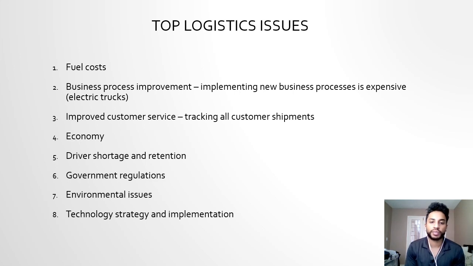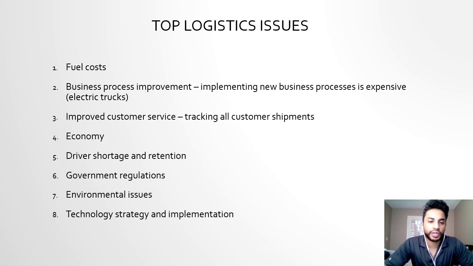So business process improvement, right? There are logistics issues about implementing new business processes that are expensive. For example, electric trucks. Elon Musk is trying to come up with an electric truck trailer. It's going to be way more efficient on gas, but it's expensive to implement, right? Trucking companies have a full warehouse that fixes and maintains trucks. How are you going to fix and maintain an electric truck? Your people are not qualified to fix that stuff, right?